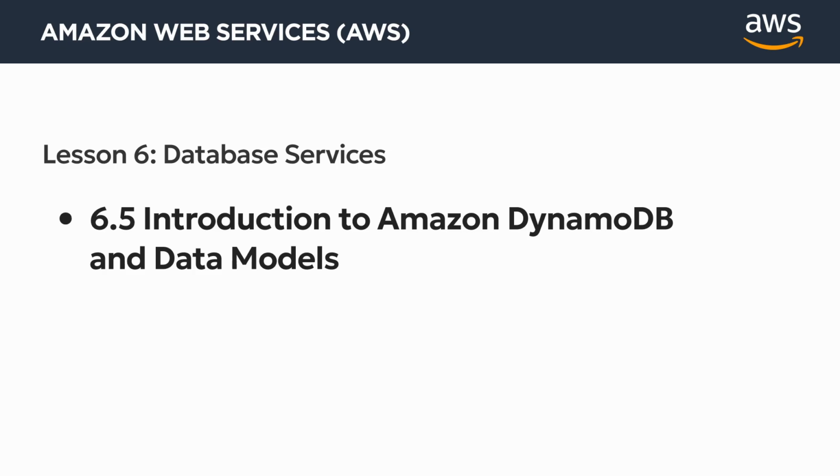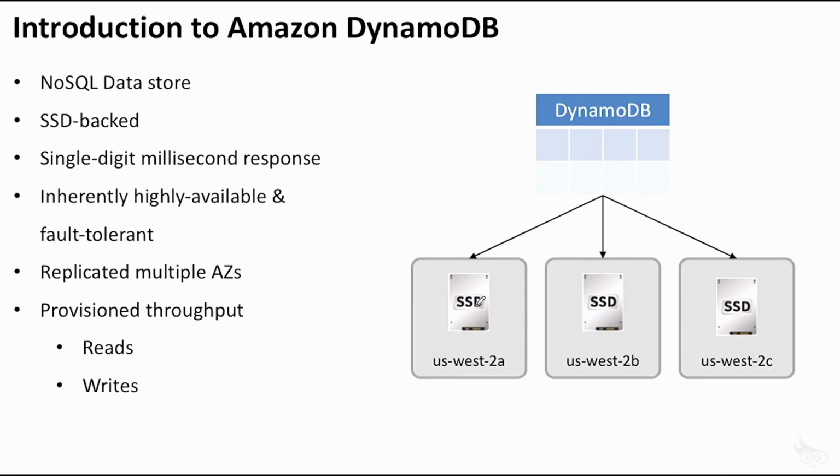Now let's talk about Amazon DynamoDB. Amazon DynamoDB is Amazon's answer to NoSQL data stores. So again, this is a very different paradigm from relational database services. NoSQL data stores, we call it that because they typically don't use the SQL language, and they typically use just a different paradigm of storing data.